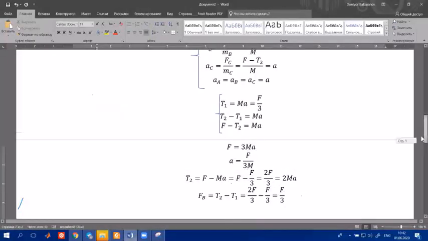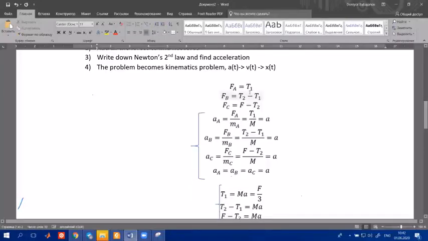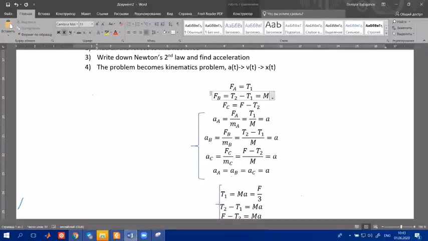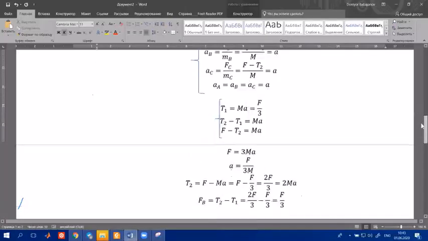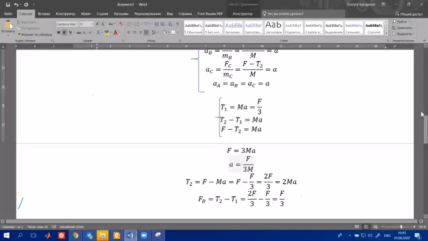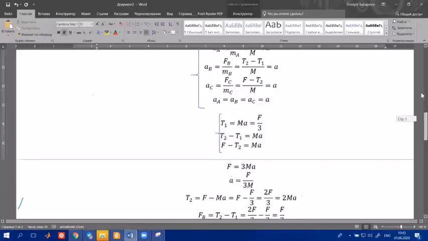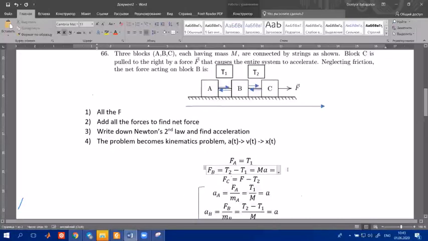And FB is 2ma minus ma. Again, it's equal to ma. And A is F over 3m, then you get F over 3. The answer is F over 3. This is the quickest way to solve this problem.